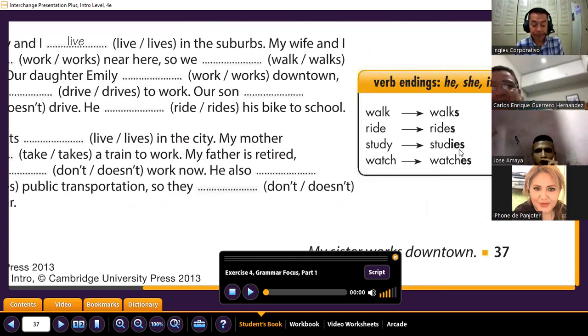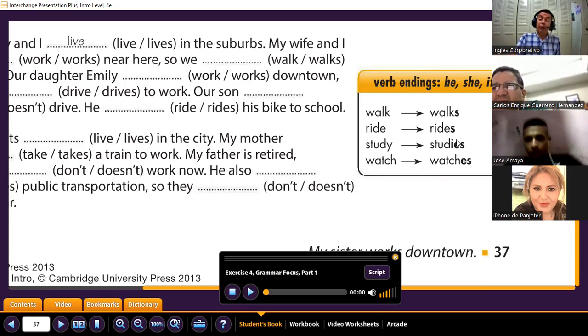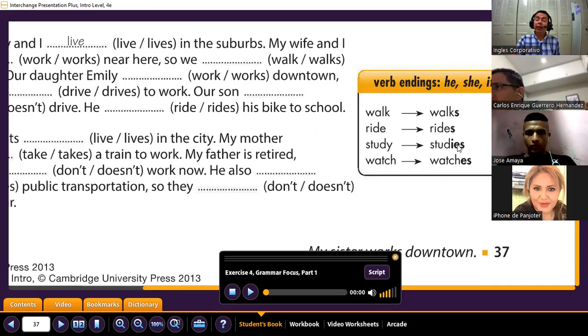Habíamos dicho que los verbos que terminaban en S, CH, X y O, le íbamos a agregar una ES. ¿Sí? Los verbos que terminan en Y precedida de consonante, le vamos a cambiar esa Y por I latina y luego le agregamos S, right? Y los que terminan con E o con otra consonante, pues simplemente le agregamos la S, ¿ok? Good.